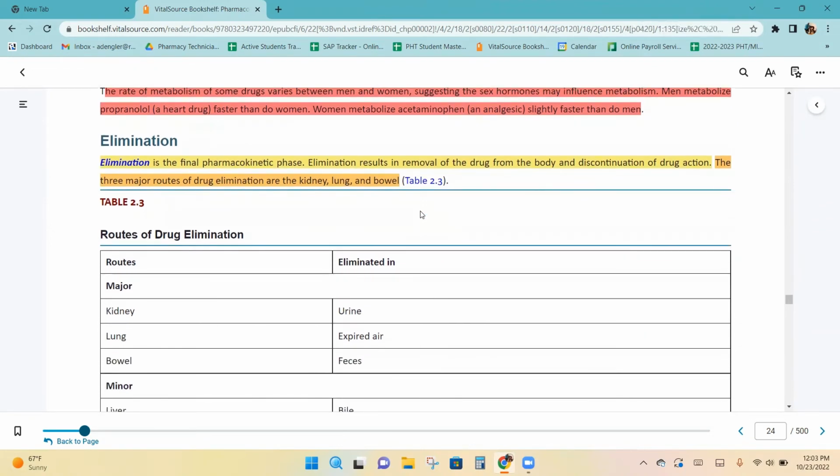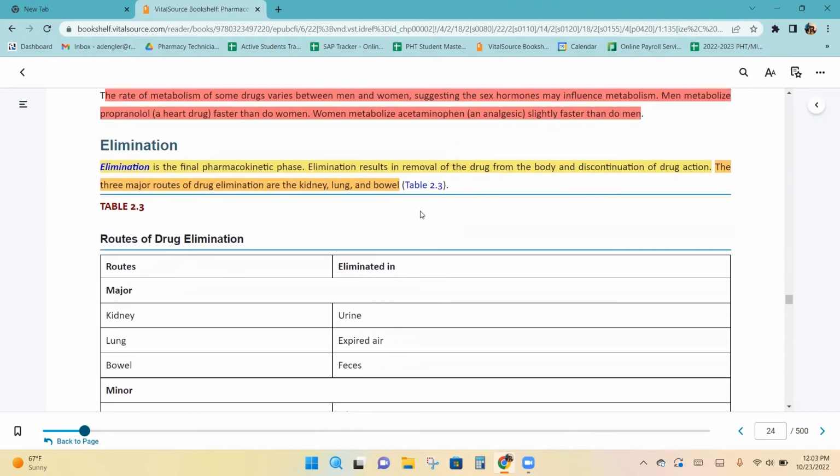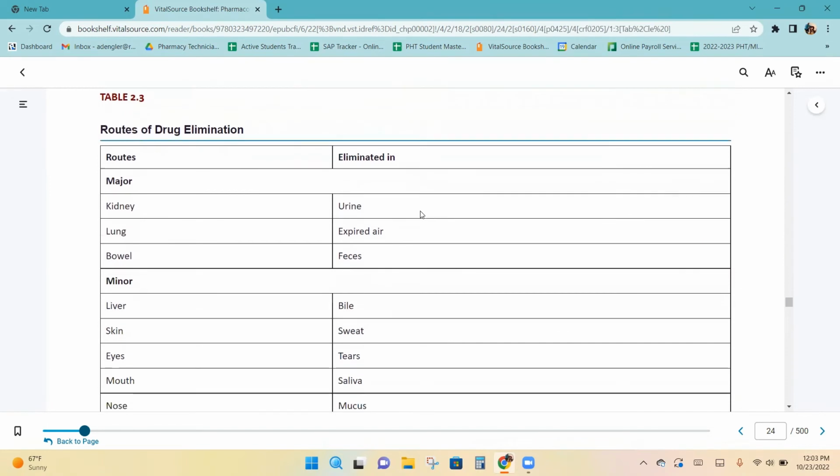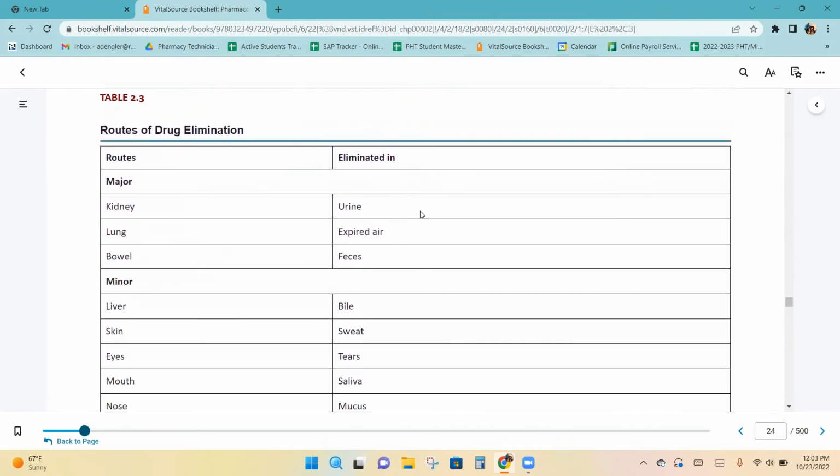Elimination is the final pharmacokinetic phase. Elimination results in removal of the drug from the body and discontinuation of drug action. The three major routes of drug elimination are the kidney, lung, and bowel. Table 2.3 shows routes of drug elimination and where they're eliminated to.